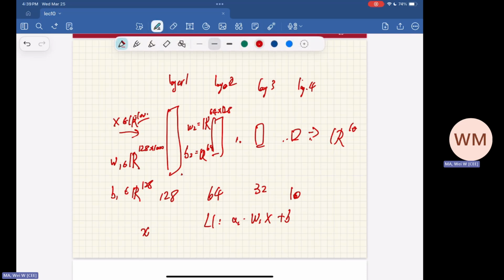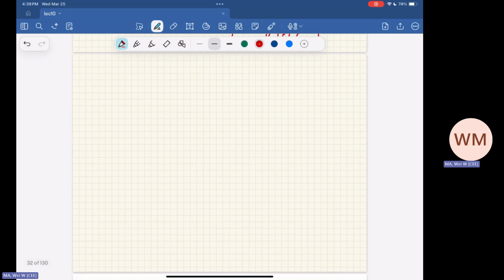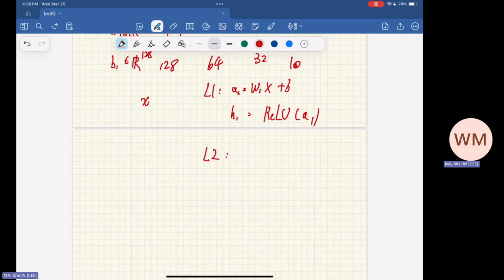So you get A1, and then H1 is softmax or ReLU. So maybe let's use ReLU. So ReLU A1. Okay, so once you have A1, then in L2, it's basically W2 times H1 plus B2 equals A2, and then H2 equals ReLU A2. Okay, and L3, you can just write it.